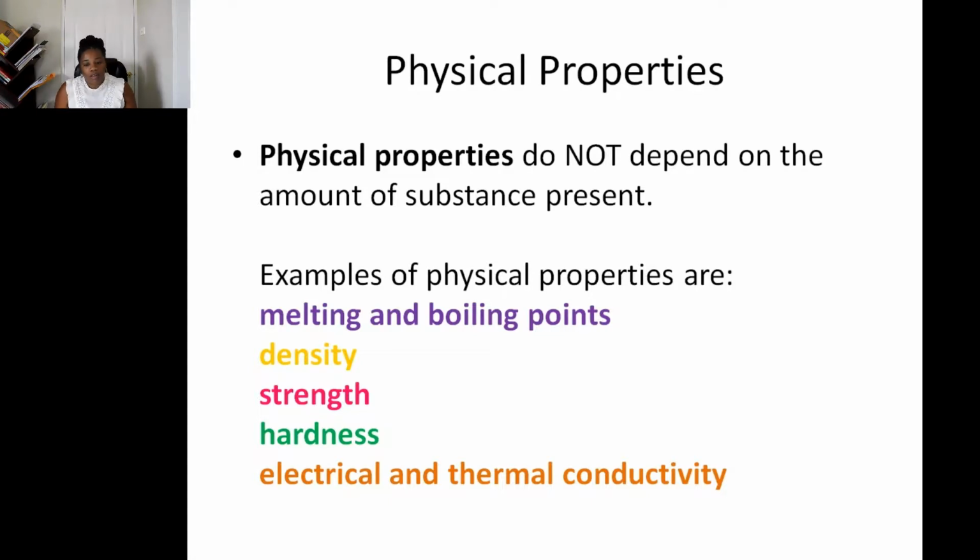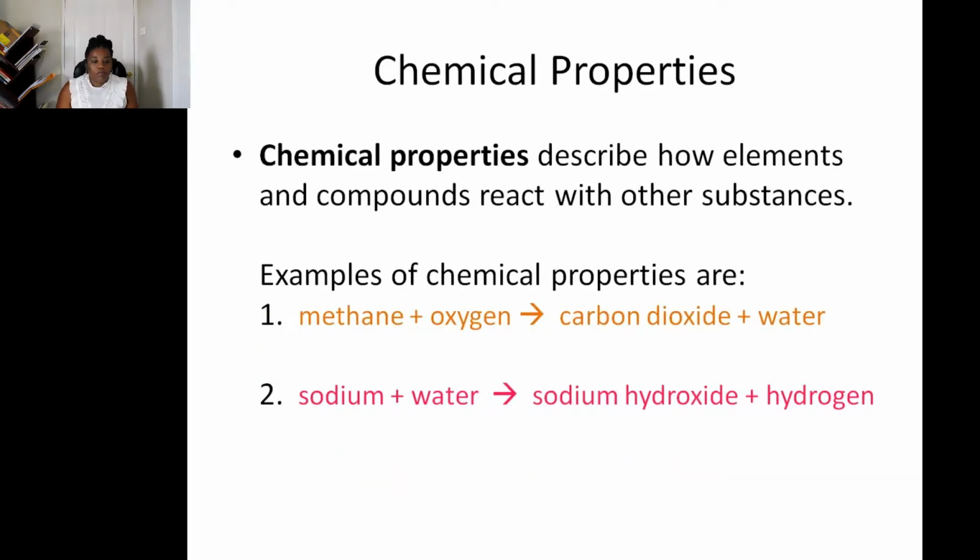Physical properties do not depend on the amount of substance present. Examples of physical properties are melting and boiling points, density, strength, hardness, electrical and thermal conductivity. Chemical properties describe how elements and compounds react with each other or with other substances. An example of a chemical property is methane reacting with oxygen to produce carbon dioxide and water. Whereas if you put metal sodium in some water, you will get sodium hydroxide and hydrogen gas coming off.